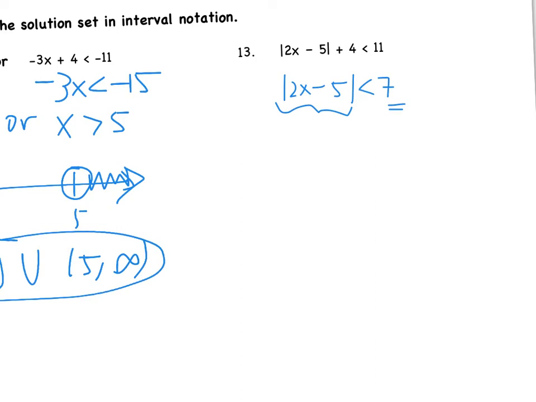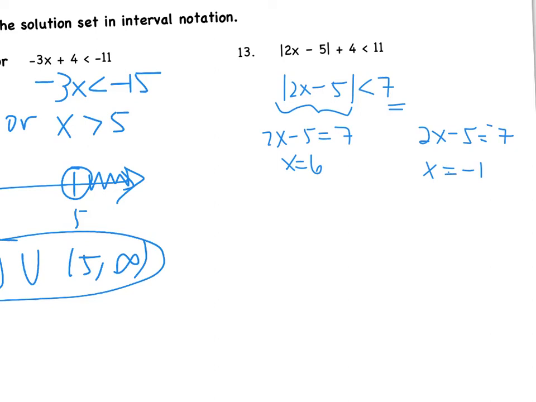Okay, so the key to this is remembering that you have 2 different equations. So we get 2x minus 5 equals 7, and then 2x minus 5 equals negative 7. Here, I'm going to end up with x equals 6. Here I'm going to end up with x equals negative 1.